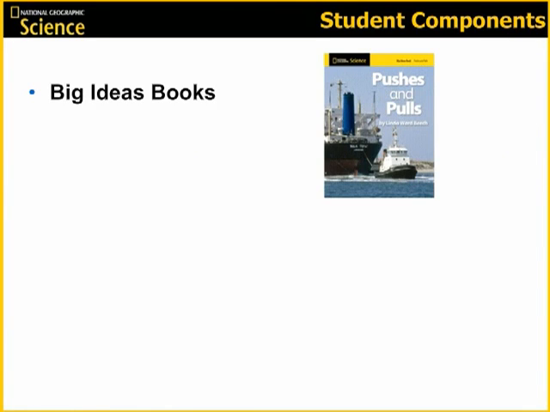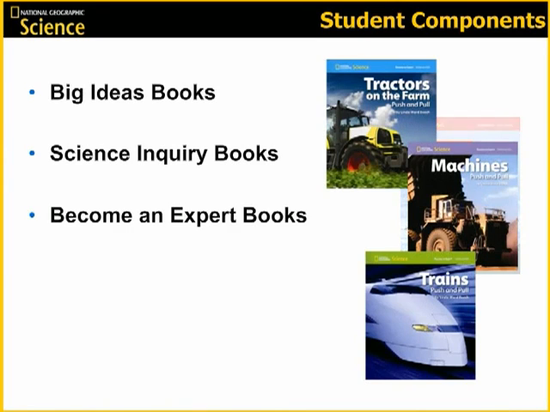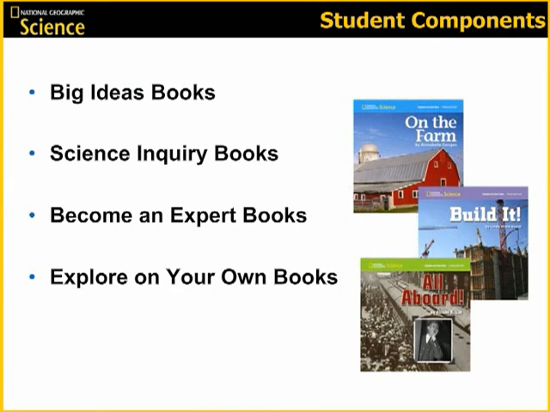For each of these units, students will be working with the Big Ideas book, a science inquiry book which is meant to be used by small groups of students. They will also have access to 3 Become an Expert books per unit and 3 Explore on Your Own books per unit. These Become an Expert and Explore on Your Own books tie directly to the big ideas and are presented at 3 reading levels, allowing differentiation for students at all levels.